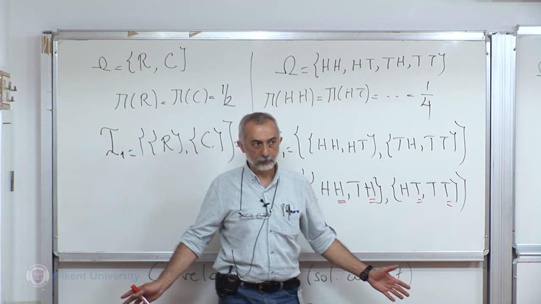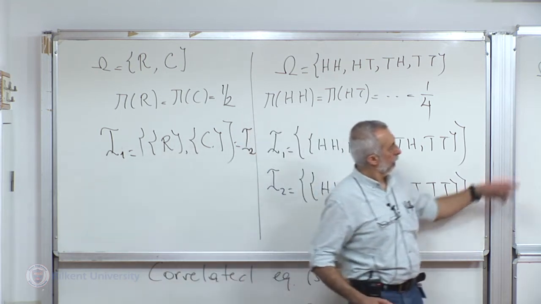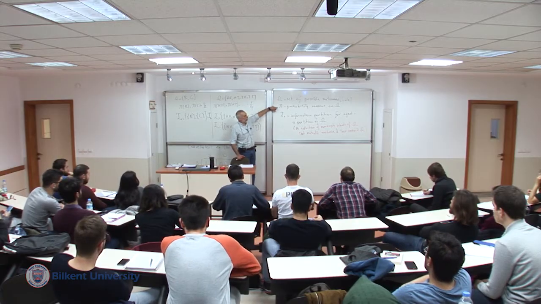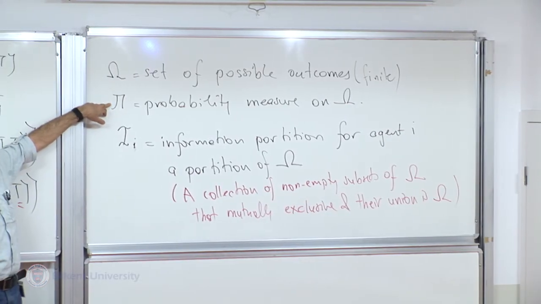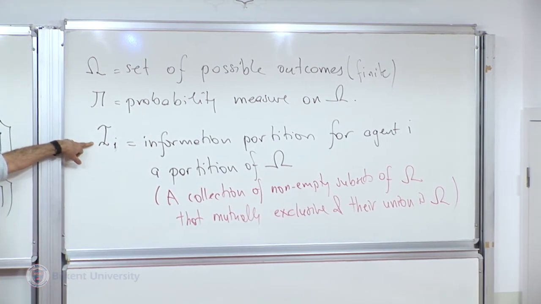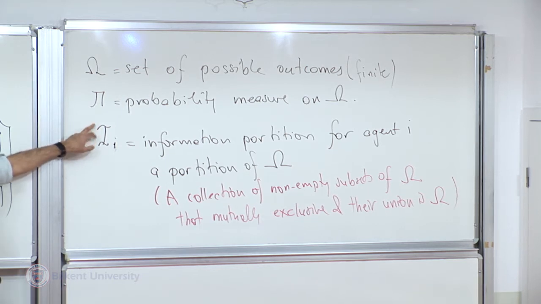So far, so good? Okay? So, a triple consisting of a set of possible outcomes, a probability measure over the set of possible outcomes, and an information partition for each player, which tells us what the agents know about the result of the random experiment. Okay? We call that a probability space.